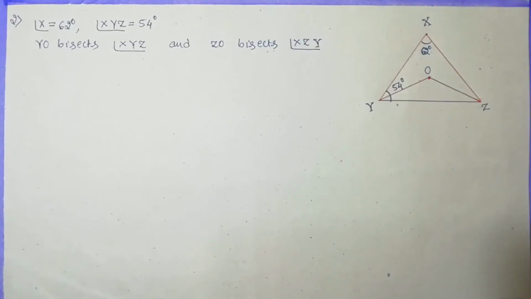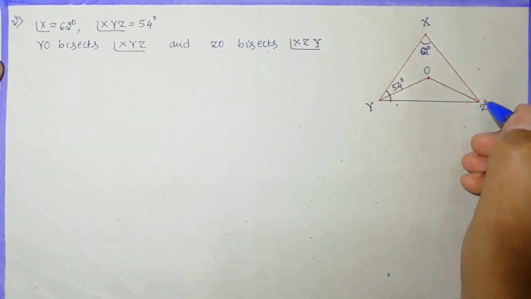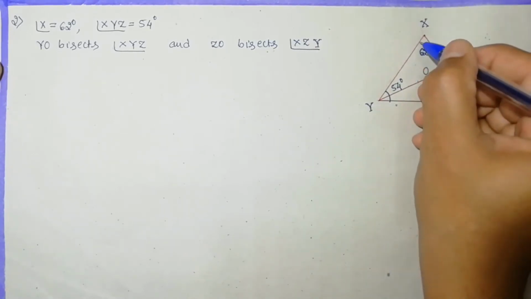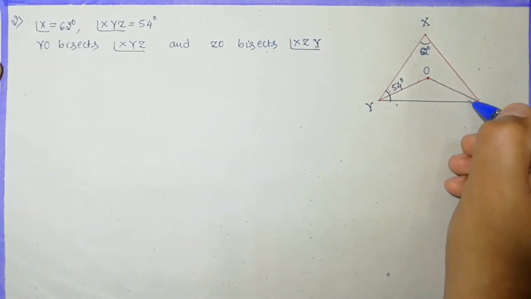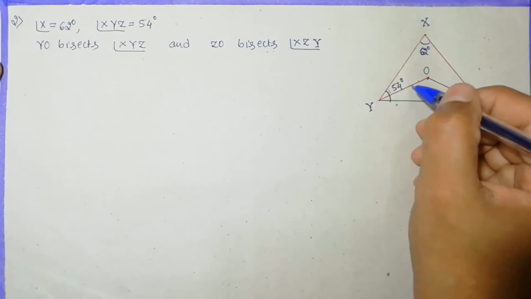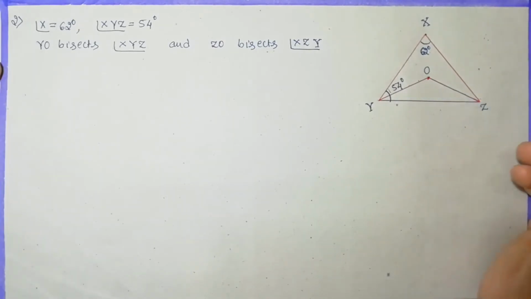I have written the figure and the given data. So look at here. XYZ is the bigger triangle. So in the triangle XYZ, two angles are already given. This one is angle X and this is angle Y, but angle Z is unknown for you. So if two angles are given to you, then you can immediately find out the third angle of the triangle. How can you find out? By using angle sum property.